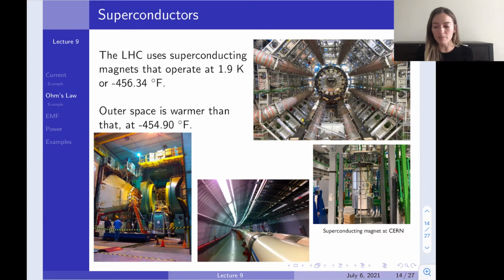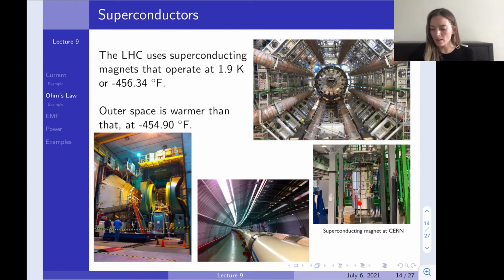The superconducting magnets at CERN are at 1.9 degrees Kelvin, which is negative 456 degrees Fahrenheit. And outer space is actually warmer than that by almost a full 2 degrees. So these are the coldest things in the known universe. Maybe if there's an alien civilization that also has superconductors, it's colder there. But these are the coldest places in the known universe.